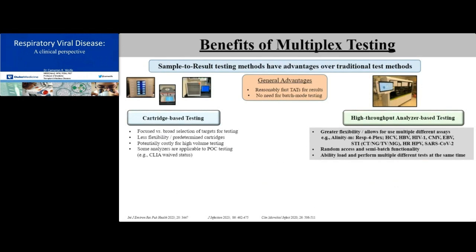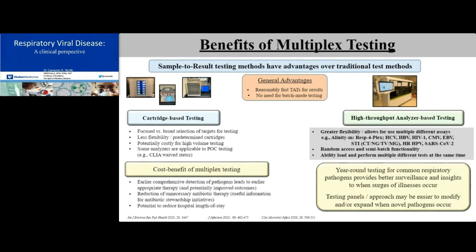Using multiplex tests on high-throughput analyzers has certain additional advantages. In my opinion, the ability to use different assays on one analyzer platform that also provides random access as well as semi-batch functionality provides further advantages to laboratories with regard to workflow management. On the other hand, one of the cartridge-based multiplex test panels that have now received CLIA waived status and are therefore amenable to use in urgent care and point of care settings is also a very beneficial consideration for laboratories. Lastly, considering the current state of COVID-19, influenza, and RSV, largely based on last year's experience, I think that year-round testing for all three viruses with a multiplex assay will provide for better surveillance and will provide valuable insight for potential surges of these illnesses in the upcoming winter flu season.